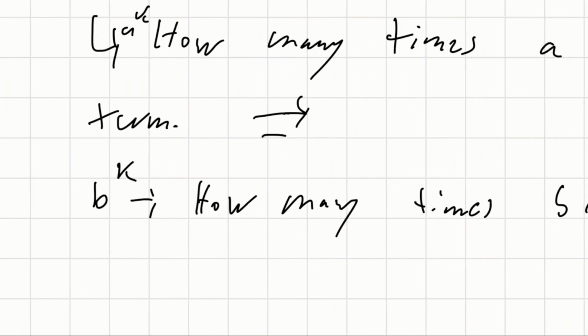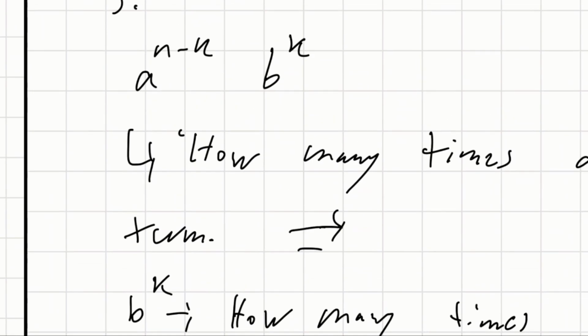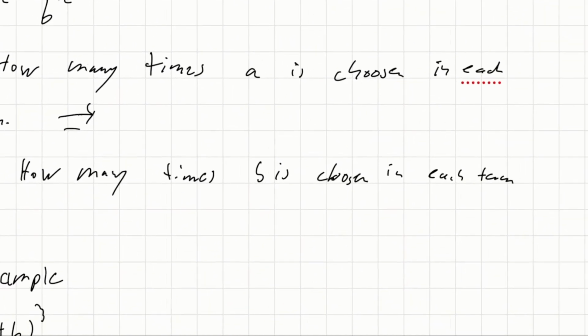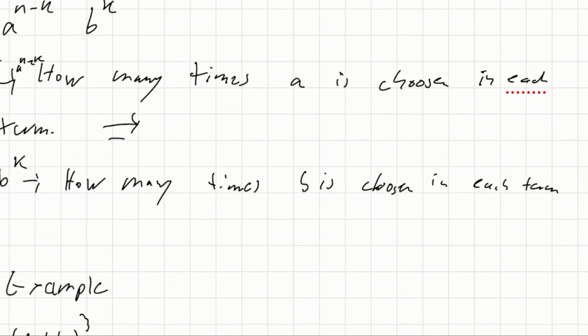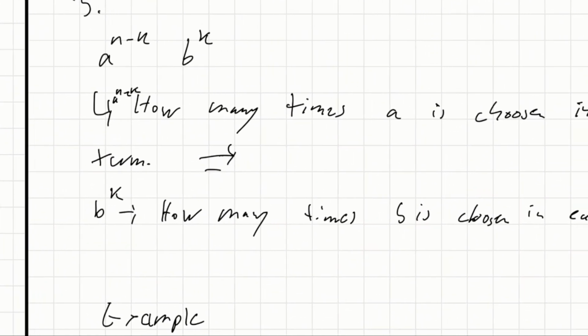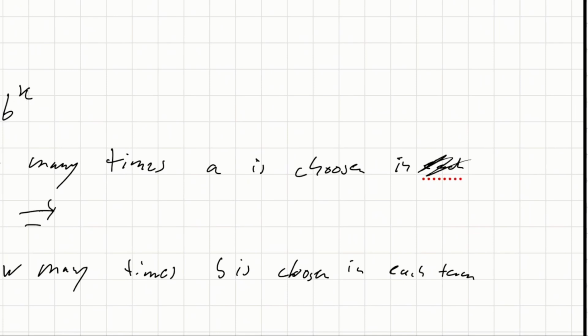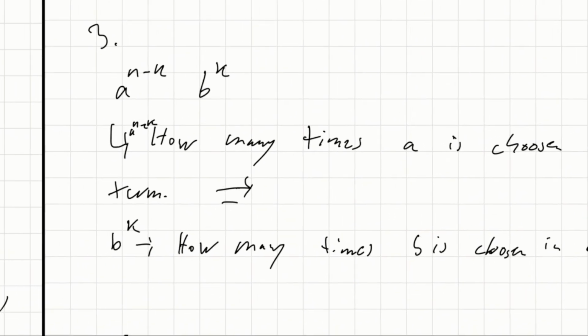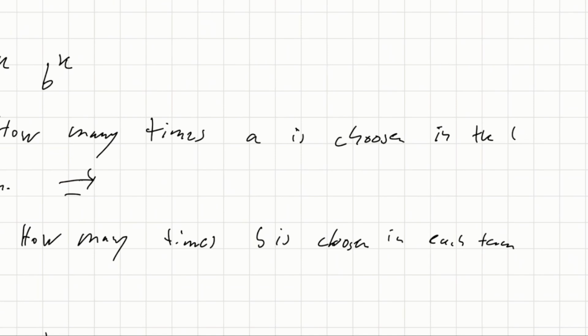I'm sorry, this has to say a to the n minus k. How many times is a chosen in the terms? How often is a being chosen in each term, okay?